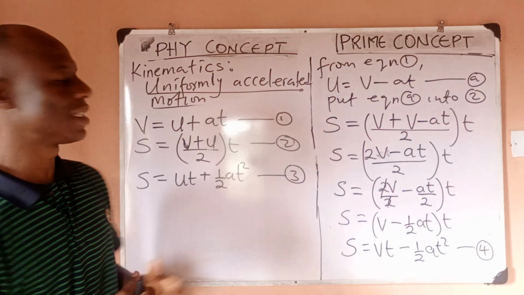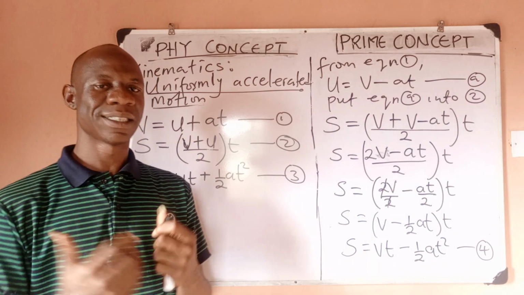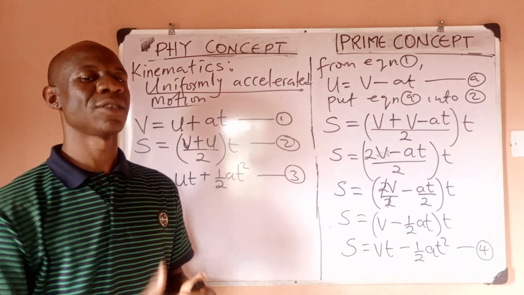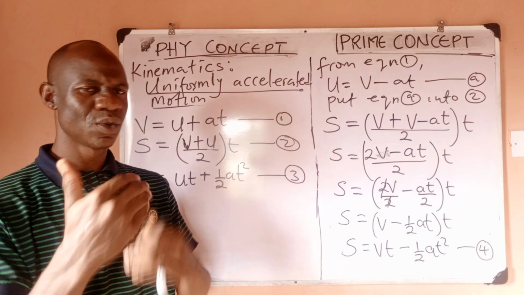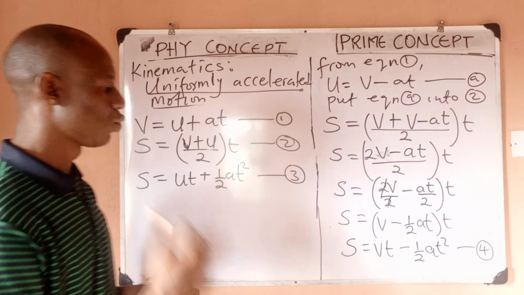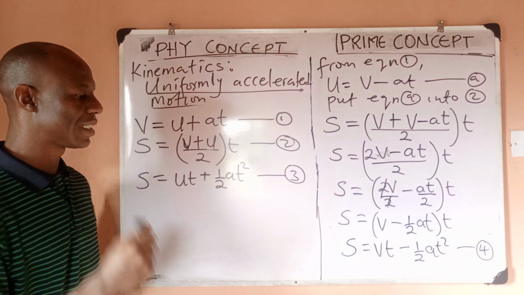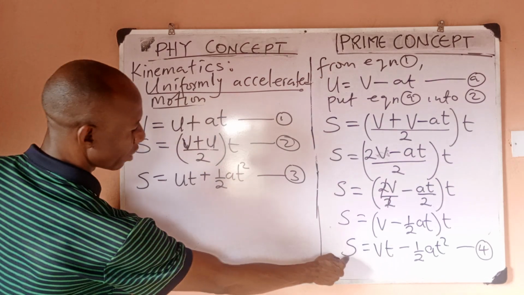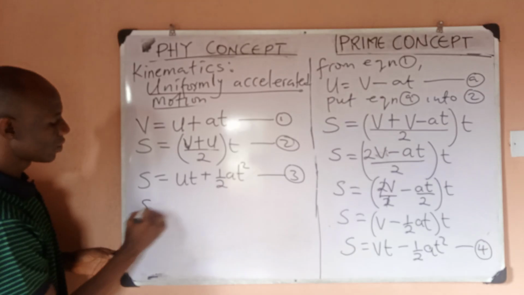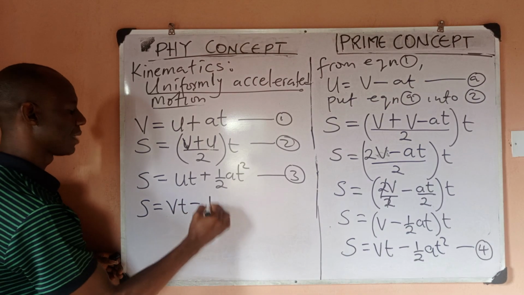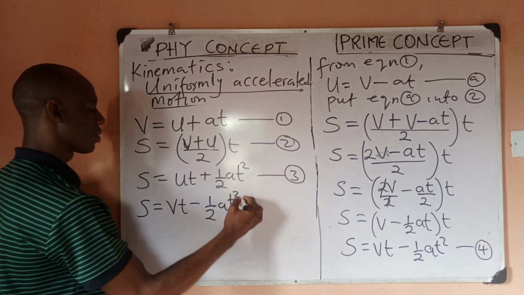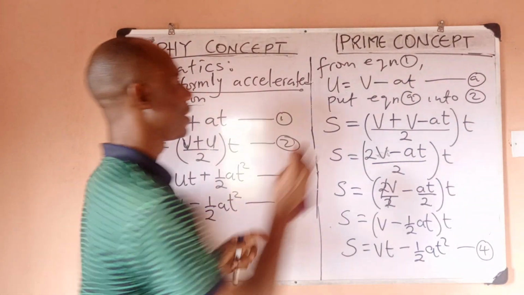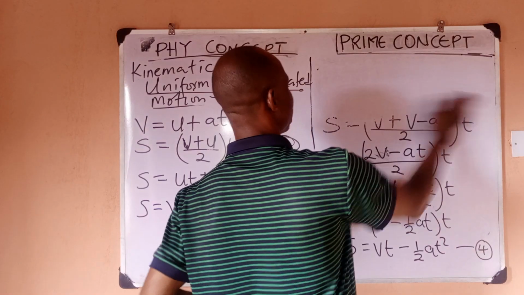Now, one beautiful thing about equations of motion is that you have 2 or 3 equations that can solve a particular problem at the same time. So you can always choose from this variety which of them you would prefer to use. Now let's derive the last equation of motion. Let me quickly include this here: s is vt minus half at squared. This is equation 4, the 4th equation of motion you should be familiar with. Now let's derive the last one in this video.